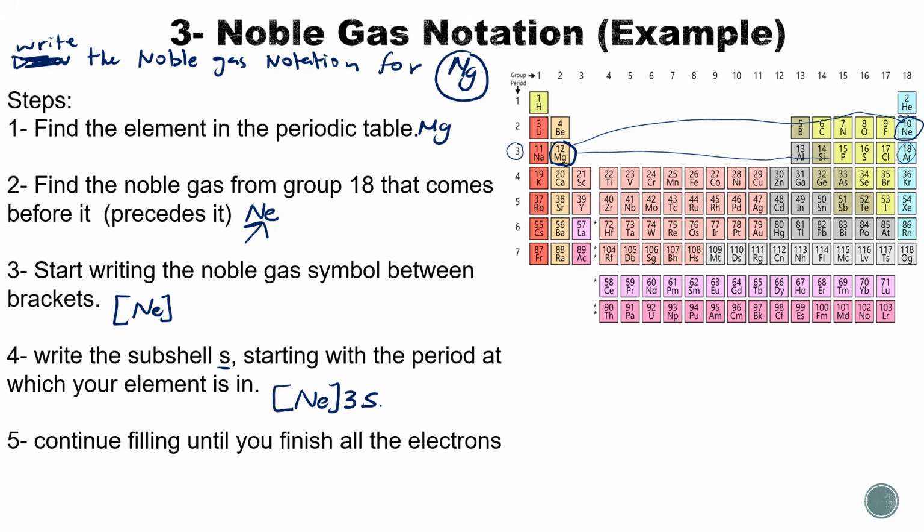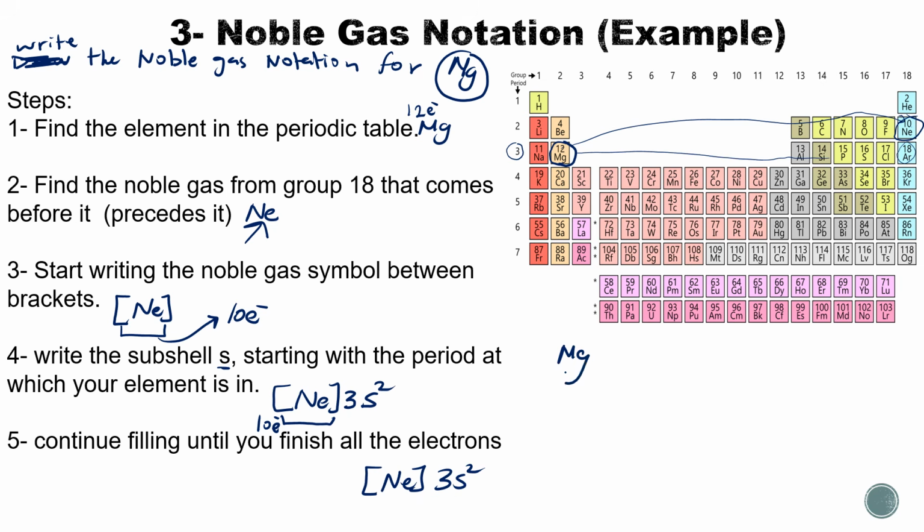Now Mg has 12 electrons, right? When we wrote Ne, Ne actually has 10 electrons. So it's like I used 10 electrons here. How many do I have left to reach 12? I only have 2 left. So 3s2. So the noble gas notation is going to be 3s2.